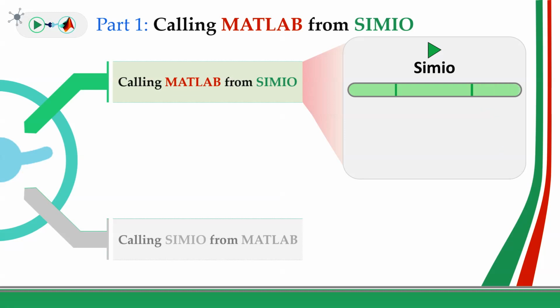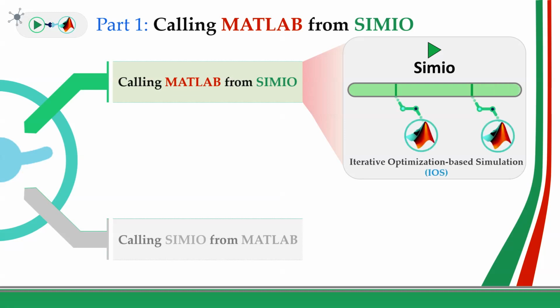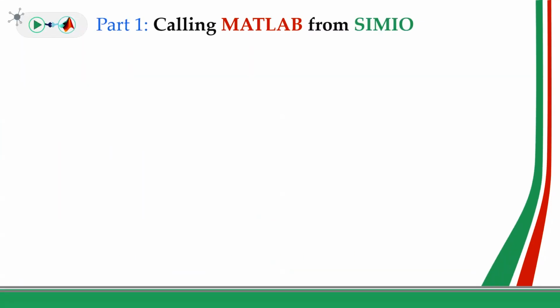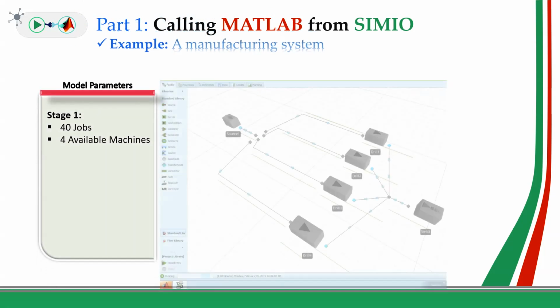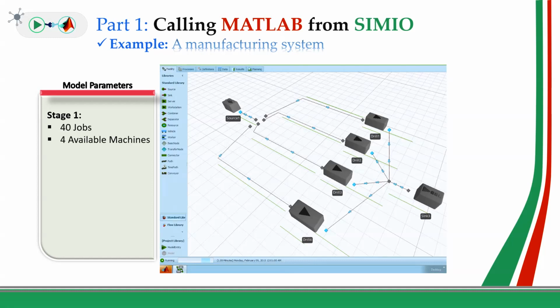This type of model in the literature is called iterative optimization based simulation if I use MATLAB to perform optimization. So this is one of the new types of simulation optimization methods. It's called iOS, and I have an example for you in here for a manufacturing system. Consider a manufacturing system with 40 jobs and 4 available machines like this. So we start a model and we just distribute the jobs among the machines.